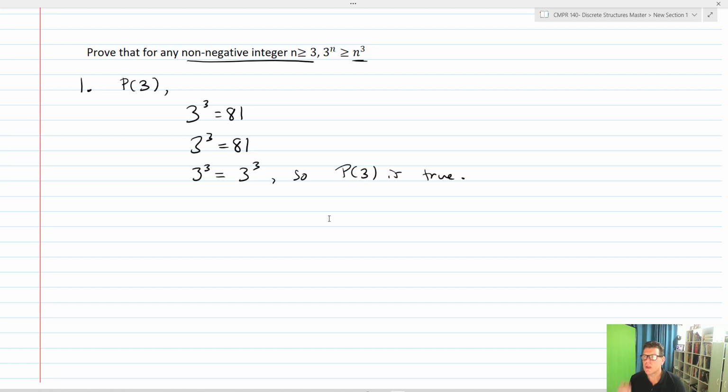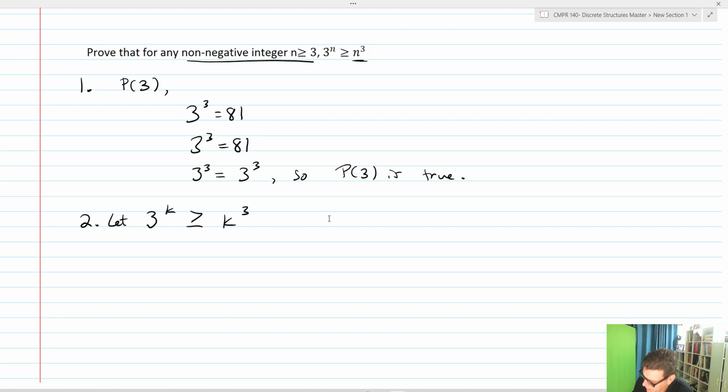Notice how we utilize the 4, like the n greater than or equal to 4 in the last problem. We're going to use this fact that n is greater than or equal to 3 later on in here. So you want to be thinking to yourself, remember that n is greater than or equal to 3 as I'm working. So for step 2, we've got 3 to the k plus 1, and we're going to let 3 to the k be greater than or equal to k cubed.